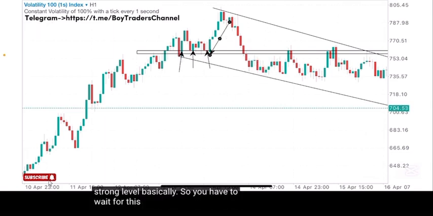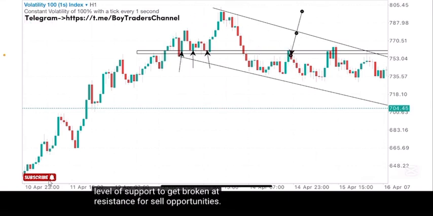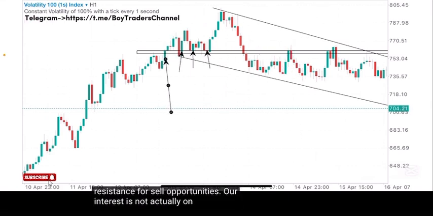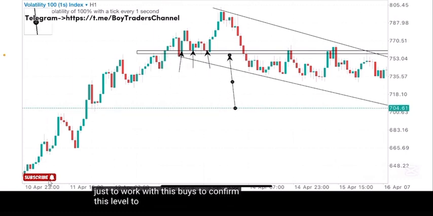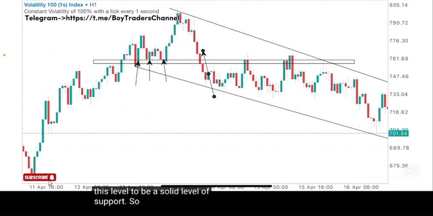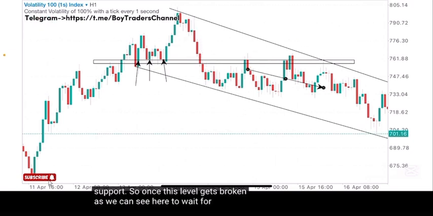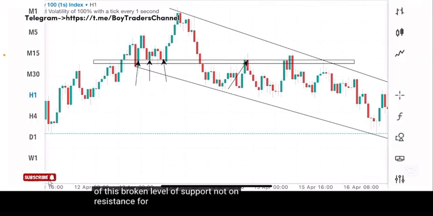So you have to wait for this level to get broken, this level of support to get broken out on resistance for sell opportunities. Our interest is not actually on the buys, but just to work with these buys to confirm this level to be a solid level of support. So once this level gets broken, as we can see here, we have to wait for a retest of this broken level of support out on resistance for sell opportunities.